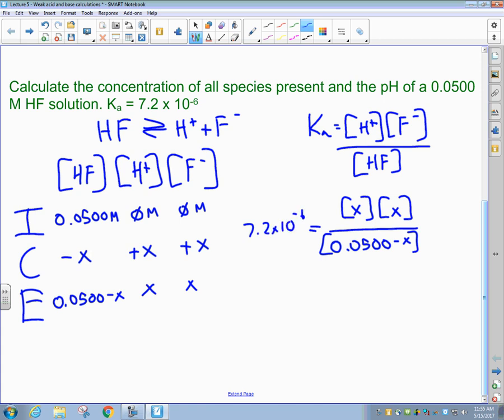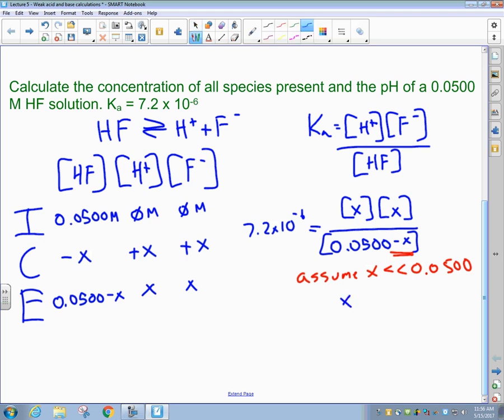Because Ka is such a small value, most of our material is going to stay on the reactant side. Very little of the molecular HF will break apart into the hydrogen and fluoride ions. Therefore, X is going to be a very small number. X is going to be such a small number that it is not going to make a statistical difference subtracting it from 0.0500 when we only have two significant figures to work with. Therefore, I can assume that X is much, much smaller than the 0.0500. This allows the minus X to drop out of the problem.